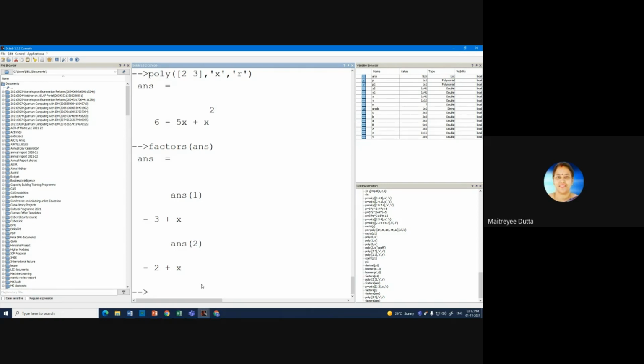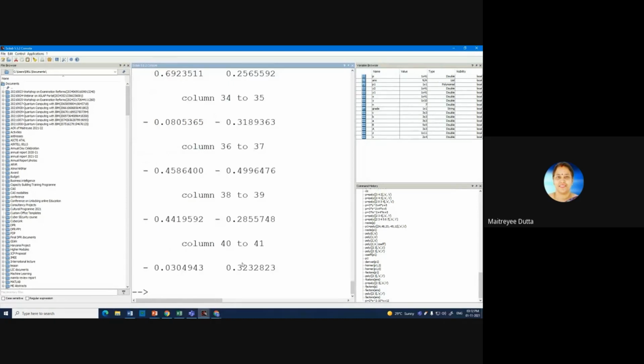Let me just take P is equal to 2 into x square. Now x is a polynomial, so we can write just like this: 2 into x square minus 10 into x, plus 12. That means we are multiplying this 12 minus 10x plus 2x squared. So this is my P, right?